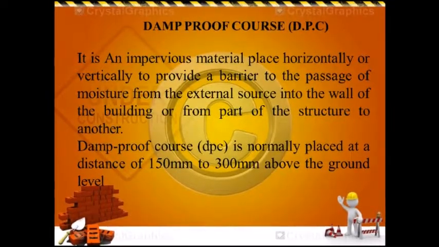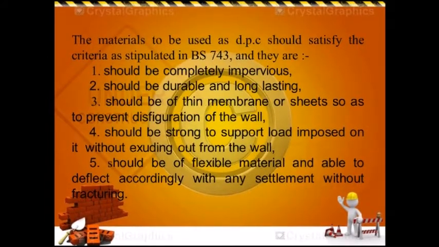Damp-proof course, DPC. It is an impervious material placed horizontally or vertically to provide a barrier to the passage of moisture from the external source into the wall of the building or from part of the structure to another. Damp-proof course is normally placed at a distance of 150 mm to 300 mm above the ground level.